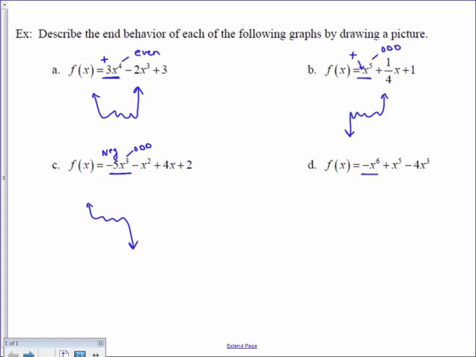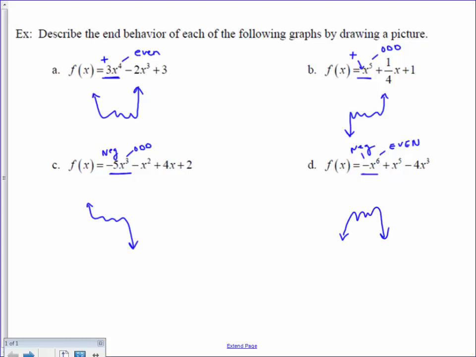And then finally, the last one, we have an even exponent here, and then we have a negative in the front. The even exponent tells me that the ends would go the same direction. The negative tells me that the direction would be both down.